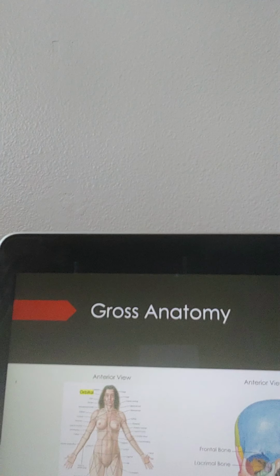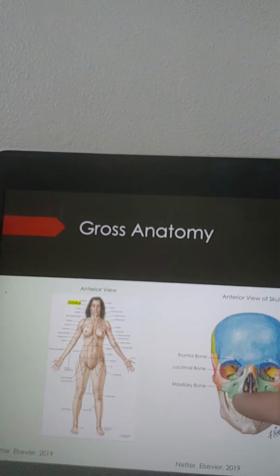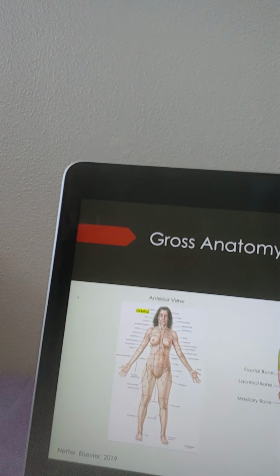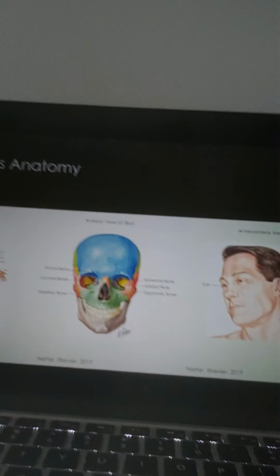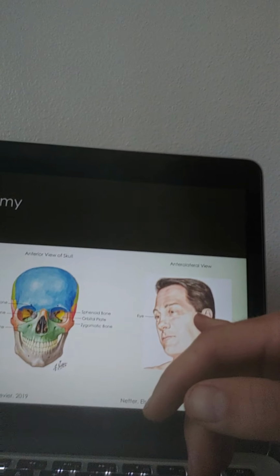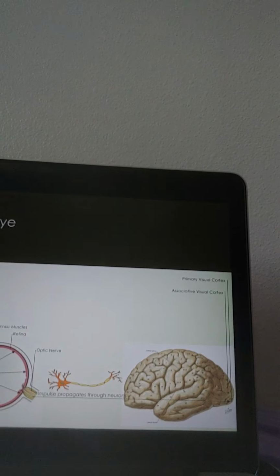except the bones that are in the back. But the bones in the front, the frontal bone, the lacrimal bone that's kind of behind your nose, the maxillary bone that makes up your upper jaw, and the zygomatic bones, and your orbital plates, which I believe are just cartilage. And here's some more gross anatomy, kind of an anterior lateral view of where the human eye is located on the face. So let's continue.